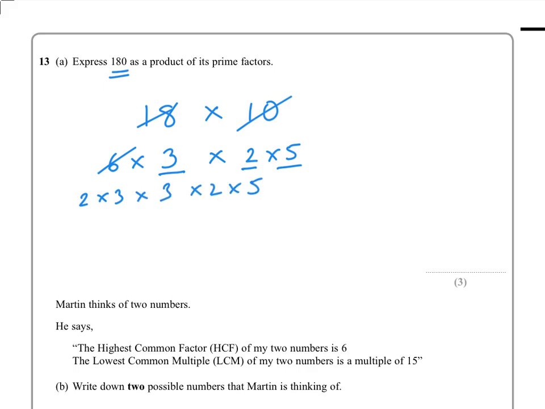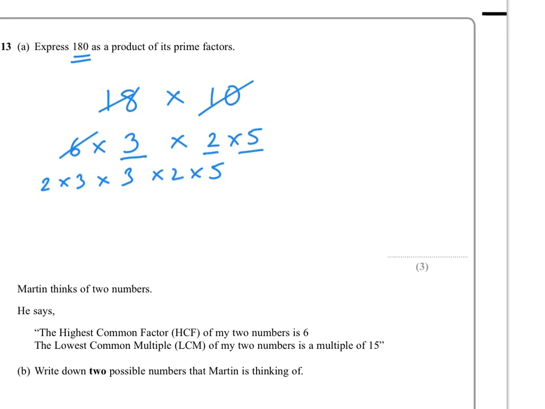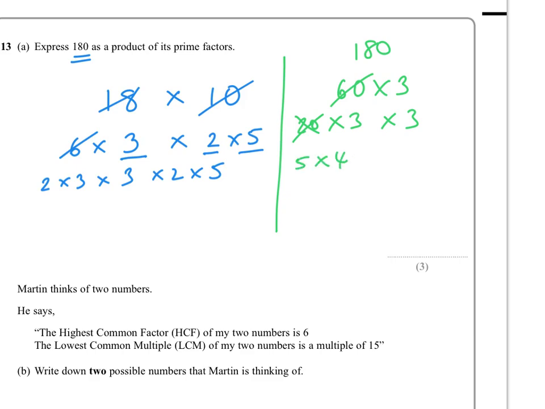So you've broken it down into its prime factors. Let's do this another way, just in case that worried you. So 180, you could say 60 times 3. 60 is 20 times 3, times the 3. And then 20 is 5 times 4, times 3 times 3. And then it's the 4 that's annoying here, but that's just 2 times 2.